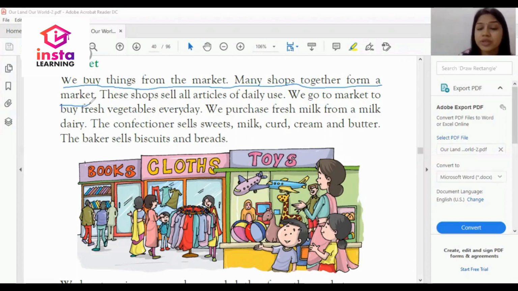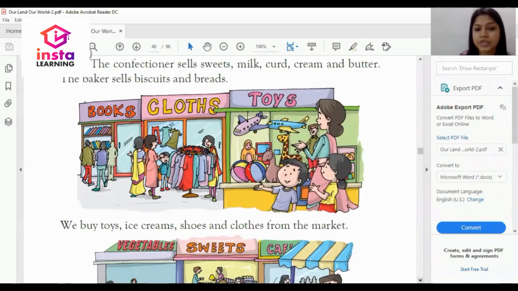So dear student, this is again a very important question. What does the confectioner sell? The answer is, the confectioner sells sweets, milk, curd, cream and butter, as I am highlighting it. What does the baker sell? The baker sells biscuits and bread.